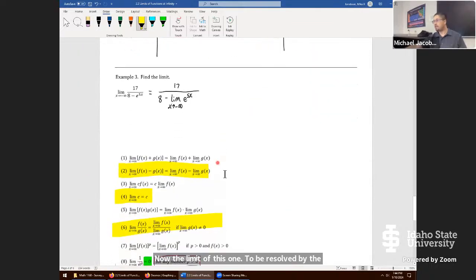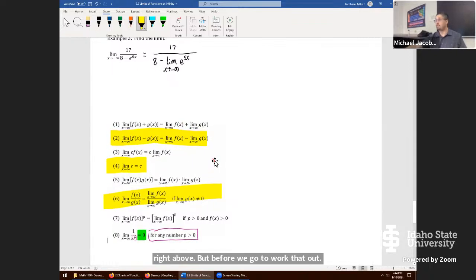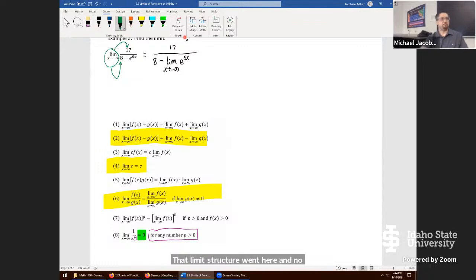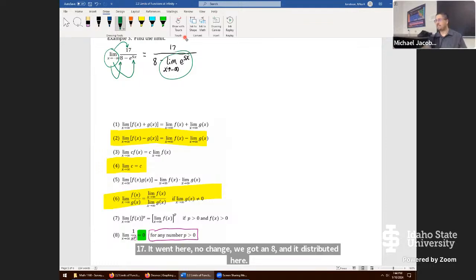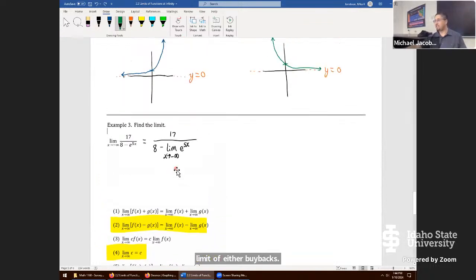But before we go to work that out, does that make sense to folks on how we use those limit laws so far? Okay, again, in essence, this is all that's really happening so far with the limit laws. That limit structure went here and no change, we got a 17. It went here, no change, we got an 8, and it distributed here, and that's where we have to work something out, the limit of e to the 5x. So let's settle this one down and get an answer.